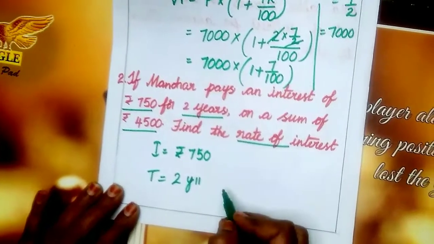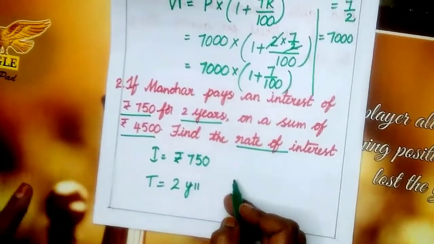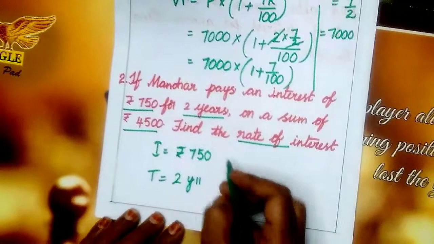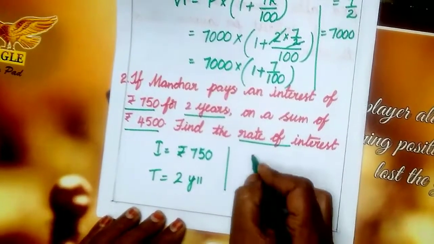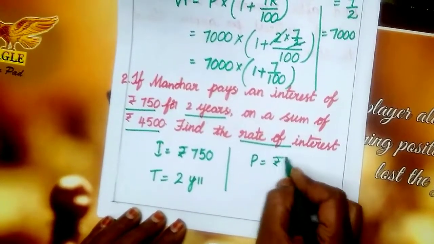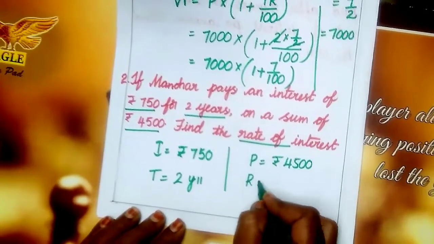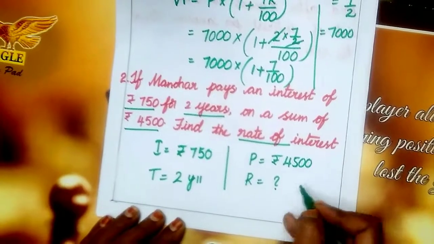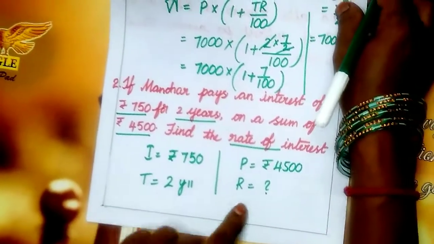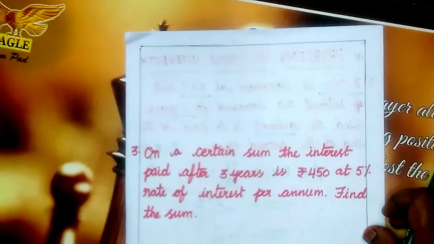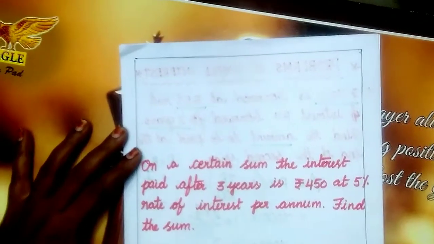Always time should be mentioned in years. If the time is in months, we have to change it into years. So this is the time. And what's the principal here? Rupees 4,500. Sum or principal, both are the same. And we have to calculate the rate of interest. So here we have to calculate the rate of interest.